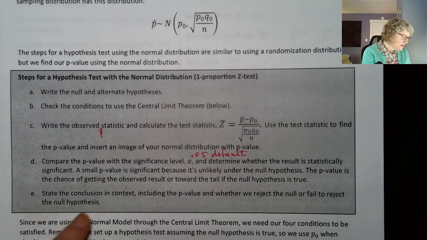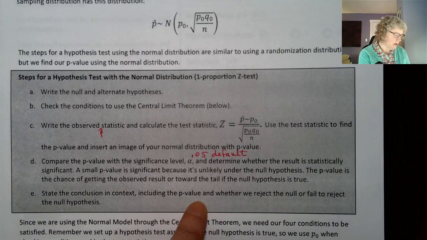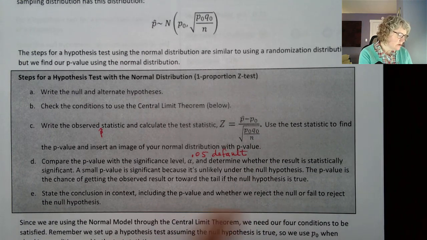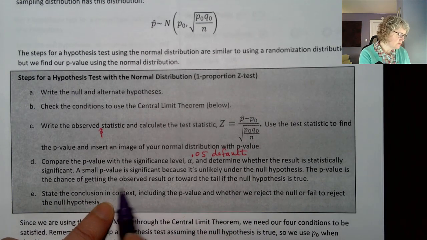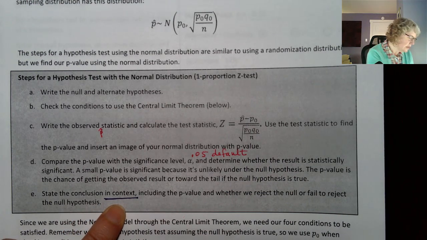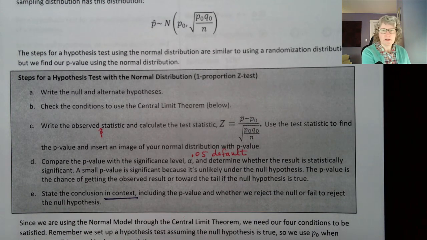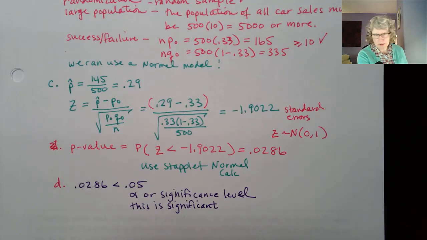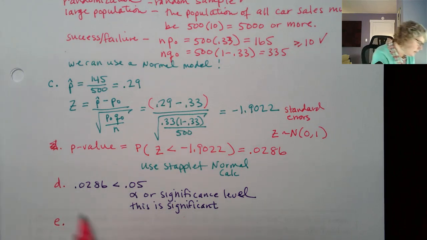So then our last step, E, is stating the conclusion in context. Include the p-value and whether we reject the null or fail to reject the null. And then remember, in context. So we want to put what the claim is in there so people reading this would actually understand what the decision was. Okay, let me go back to pink.